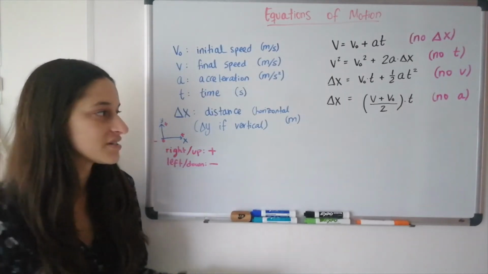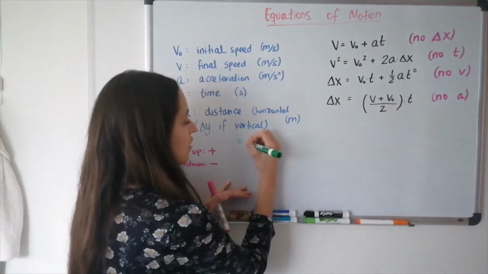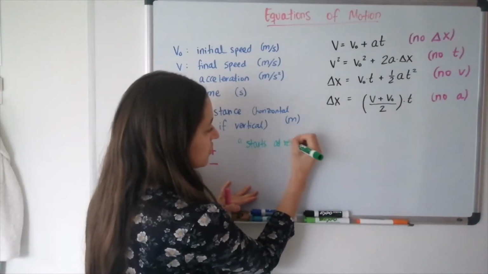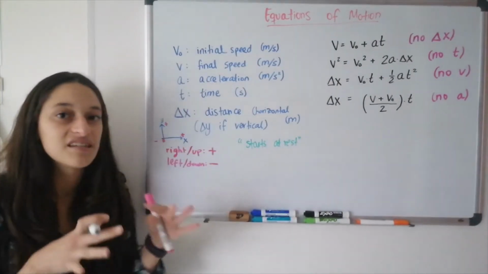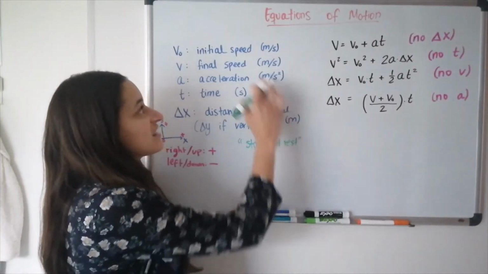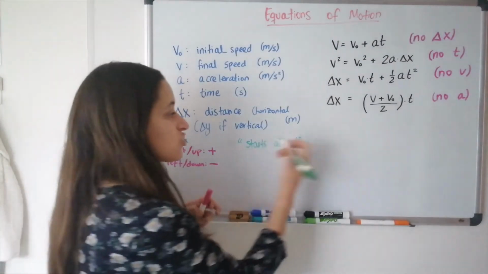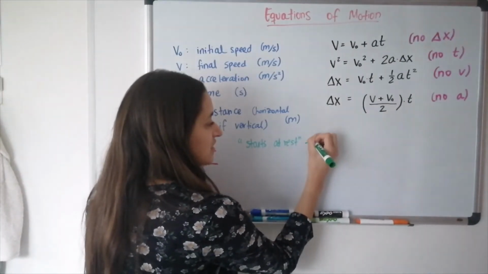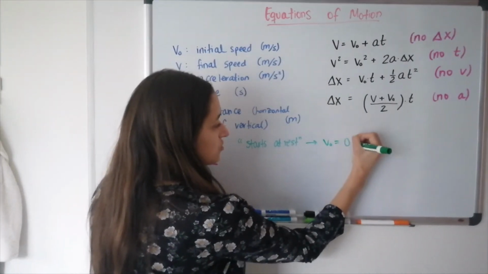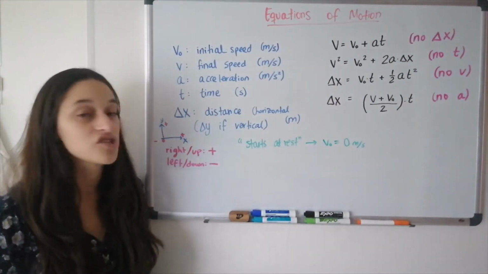Sometimes the problem is going to say starts at rest. So it's going to say something like a car starts at rest. As we learned before, at rest means that it's not moving, that it's staying still. So starts at rest means that the initial speed of the object is 0 because it's not moving. So we can basically translate starts at rest to our v0 is equal to 0 meters per second. We can put that as soon as we see starts at rest.